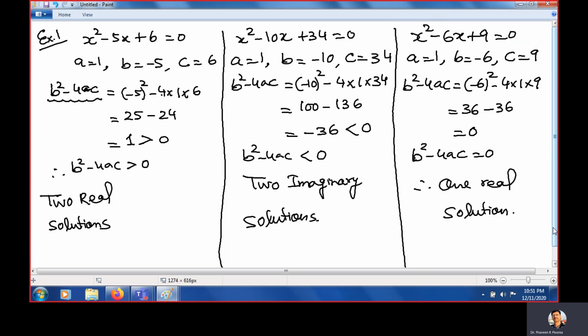The values of a, b, c you need to find, and then use this formula, and you will find the nature of the roots. So how do you find it? Find the discriminant. Discriminant means find b square minus 4ac. You need to find the value of the discriminant only, and after finding it, you can tell: if it is positive, two real roots; if it is negative, imaginary roots; and if it is equal to 0, only one real root.